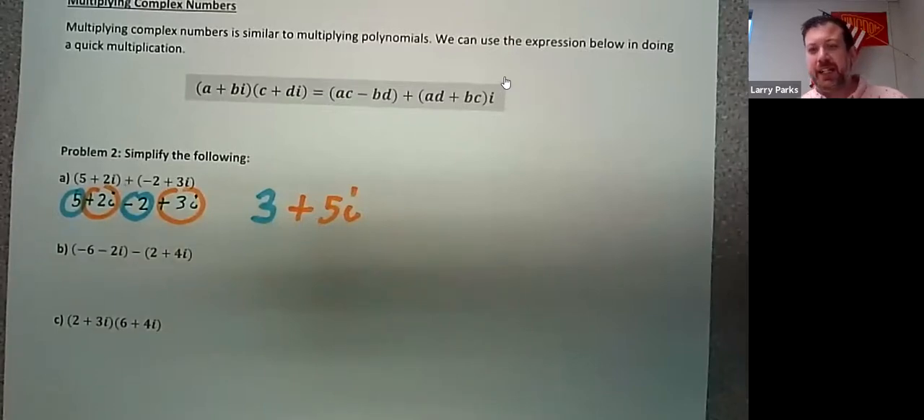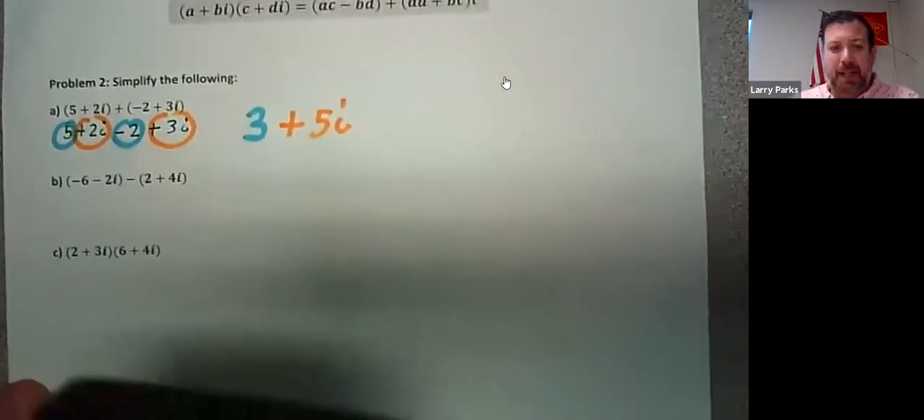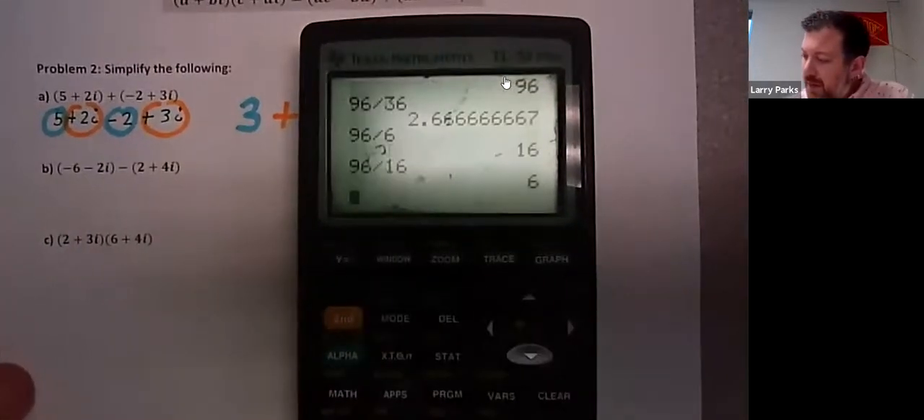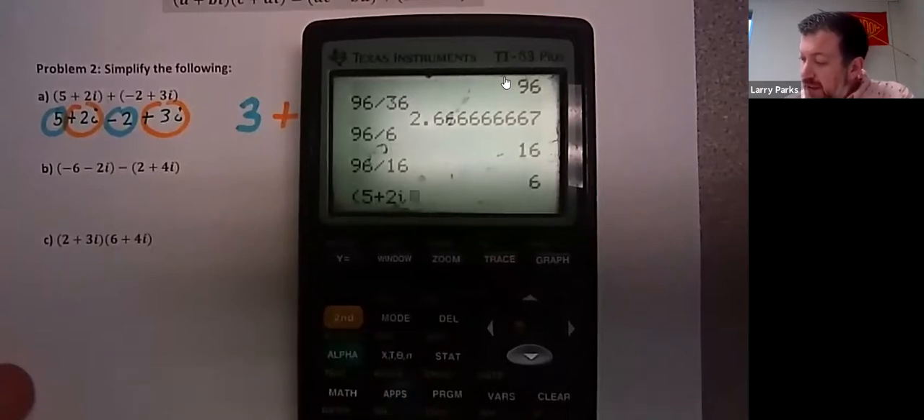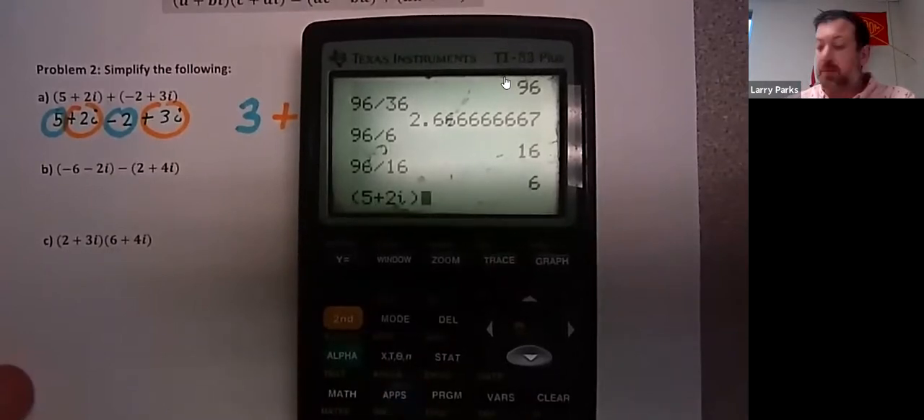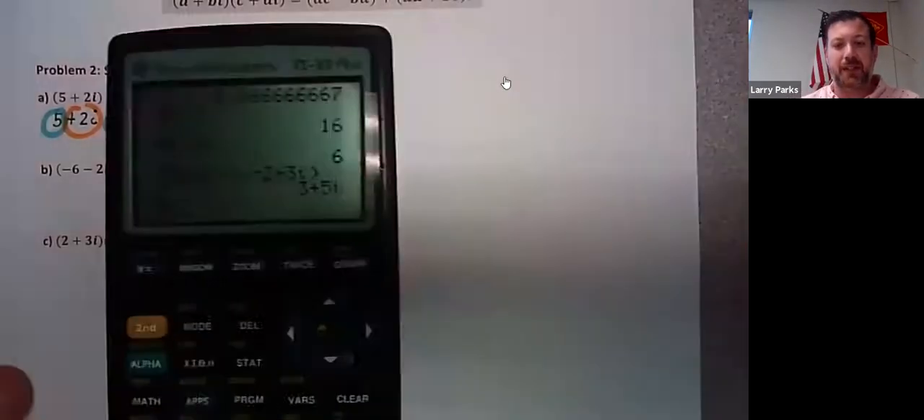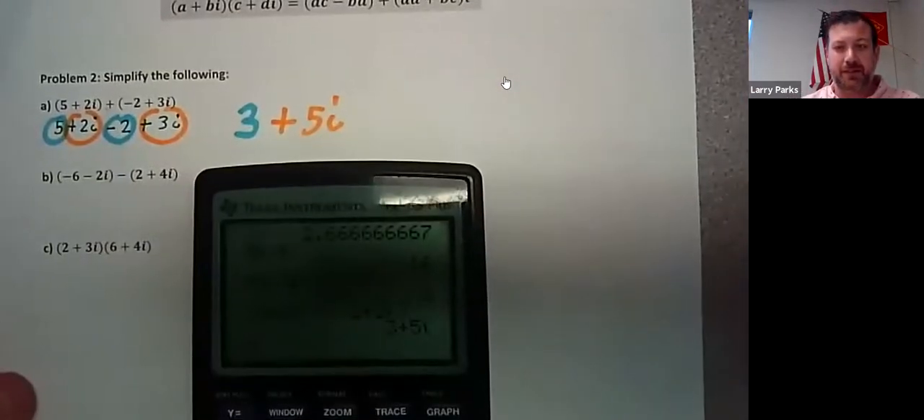Now your TI-83, this thing, actually could do imaginary. A lot of people don't realize it. So if you happen to have one of these, I'll show you real fast. Get rid of all that. So I go 5 plus 2i, and then plus negative 2 plus 3i. So this is really great on the ACT. And notice I got 3 plus 5i, same thing.